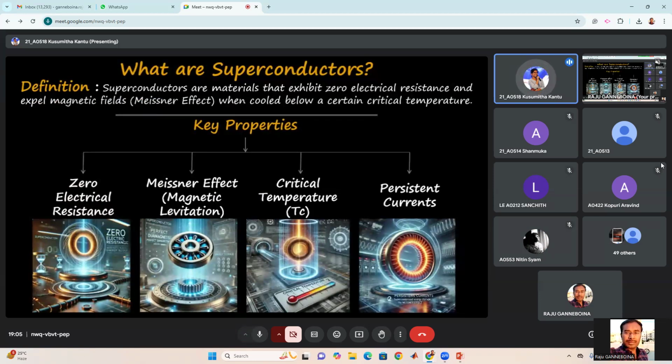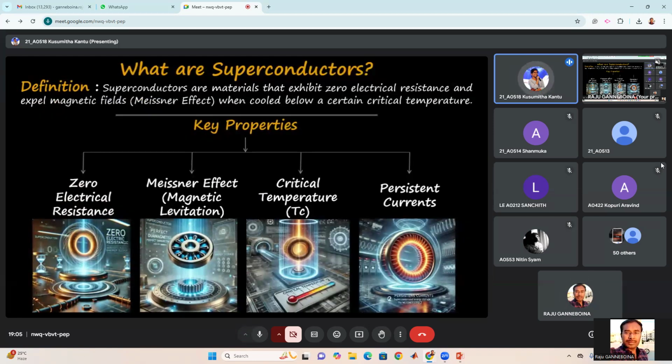They are firstly zero electrical resistance, that is no energy loss when current flows, and then the Meissner effect or magnetic levitation, which means expelling magnetic fields and allowing objects to float above them, and then critical temperature, represented by Tc, that is the temperature below which a material becomes superconducting, and then next the persistent currents. That means once electricity starts flowing, it keeps moving forever without failing.